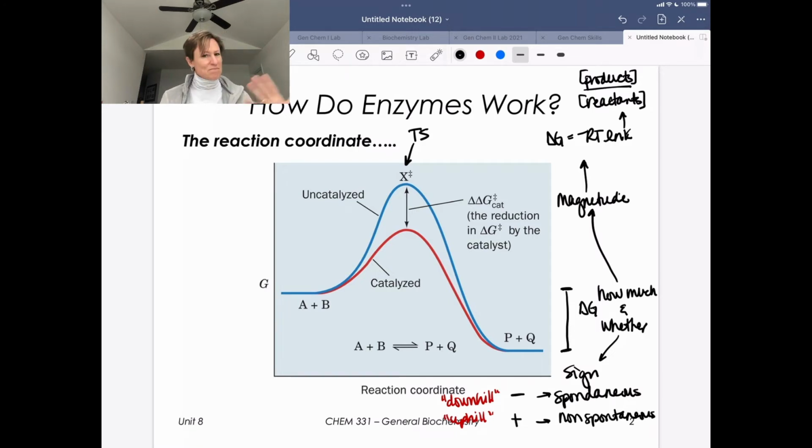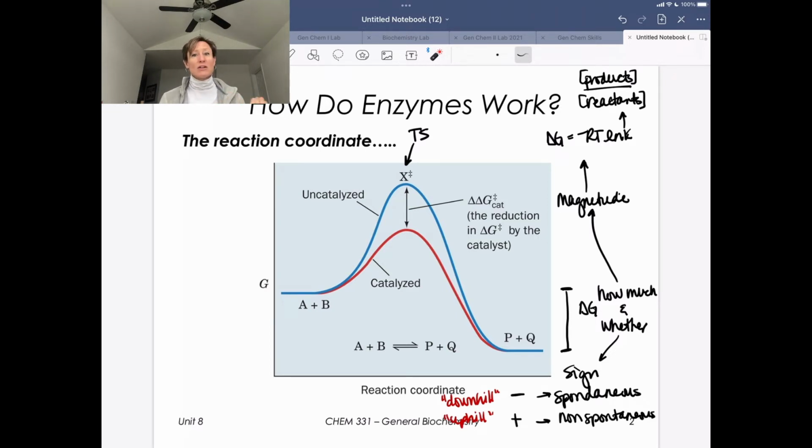You'll notice, and we probably should have identified this right at the start here, this blue line represents an uncatalyzed reaction, and the red line represents the energetics for a catalyzed reaction. And you'll notice when we were talking about delta G, the blue and the red lines really are the same. And that's going to be an important piece that we'll summarize here in a moment, that energetically there's no difference in the thermodynamics of the how much and whether between a catalyzed and an uncatalyzed reaction. What changes is this delta G double dagger.